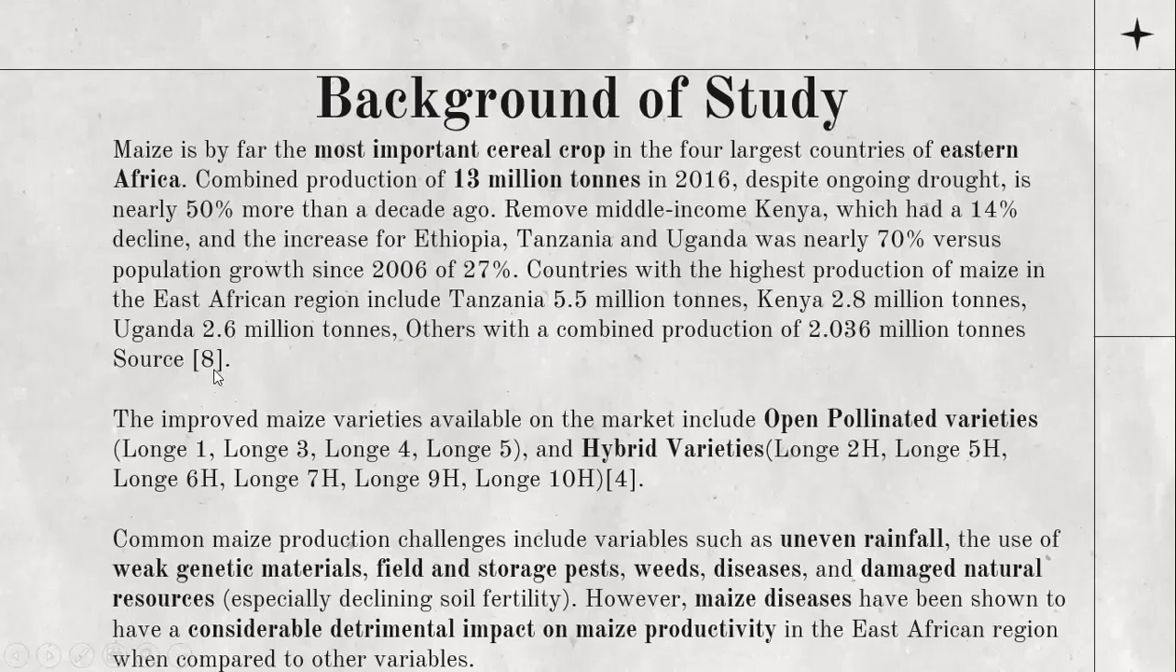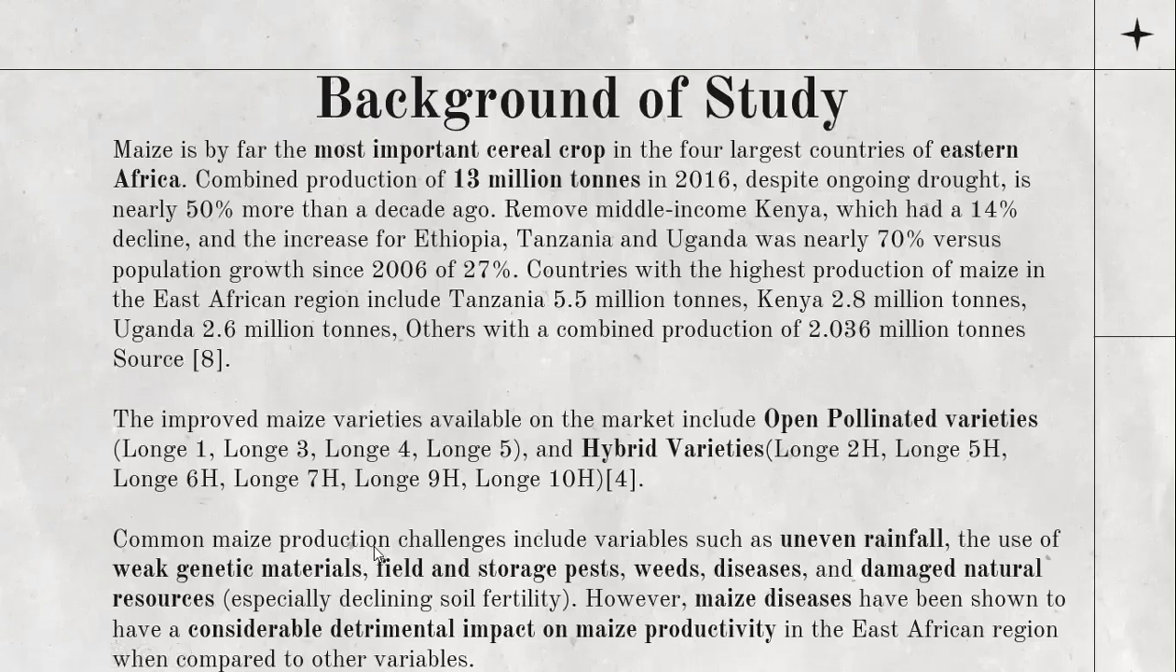And we also found that the improved maize varieties available in the market included open pollinated varieties like long 1, long 3, long 4, and long H. Then there were hybrid varieties like the long 2H, the long 5H, the long 6H, and long 7H up to long 10H, which were also cited. And then there were some common maize production challenges.